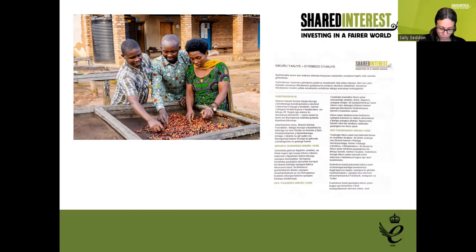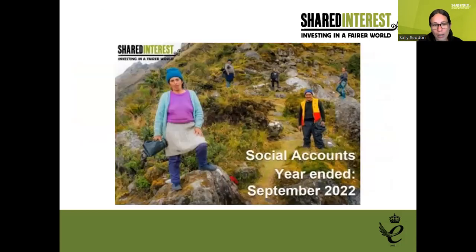It is then a case of writing everything up, drafting, reviewing, editing, and compiling the final studies. What then happens to the studies is they are included in social accounts. They are woven throughout the social accounts document every year, and the full versions of the studies are included as appendices in the social accounts. We'll be able to share with you details of where you can find the case studies if you haven't already.